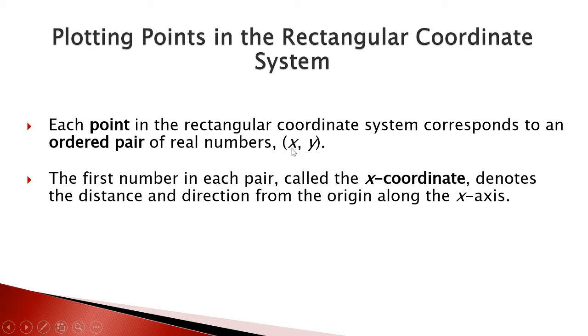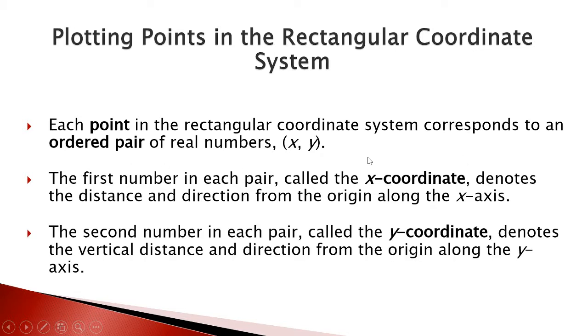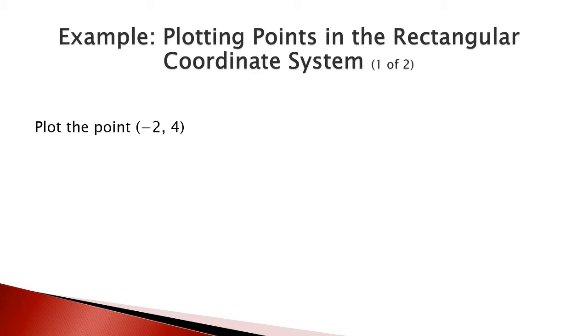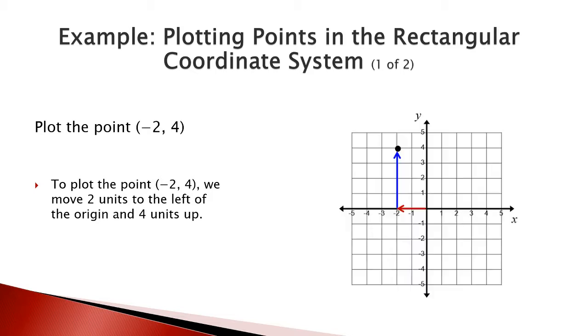The first number in each pair is called the x-coordinate and it denotes the direction and the distance from the origin along the x-axis. And the second number is called the y-coordinate and it denotes the vertical distance and direction from the origin along the y-axis. Let's see an example of how to plot a point in the coordinate system.